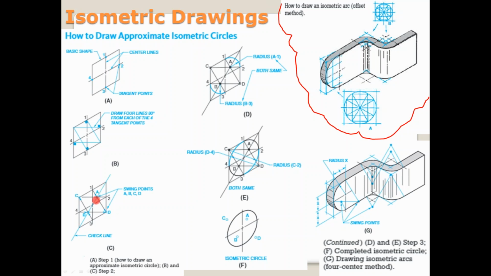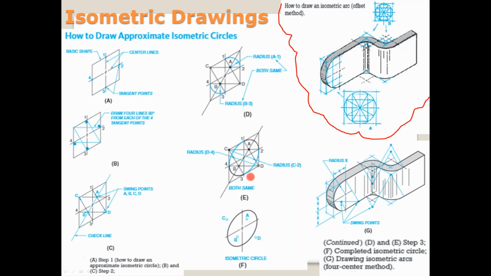Go through one intersection point, the center point of that basic shape, and then make another intersection point. Draw this line straight through, and this would be your check line. Once you establish these two swing points, point A and point B, with whatever radius they want you to draw, you're going to swing one arc there, swing another arc there.